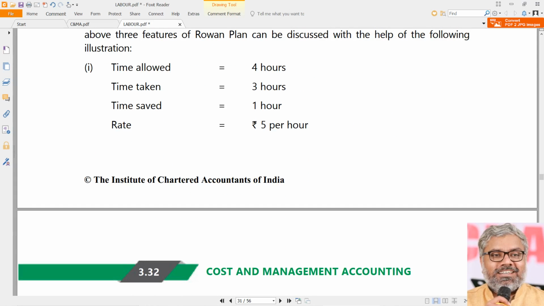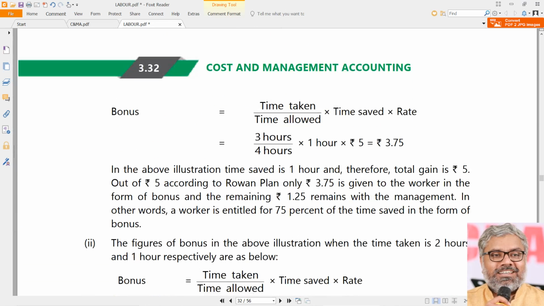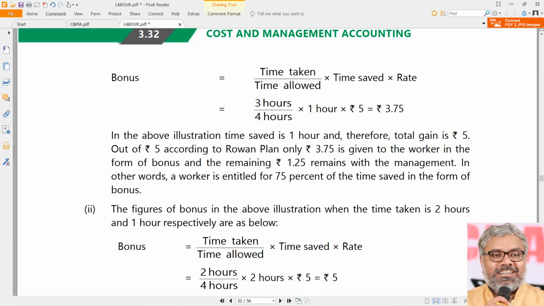So look at this illustration just for understanding purposes. Let us say time allowed is 4 hours, the time taken is 3 hours, the time saved is 1 hour, rate per hour is 5 rupees per hour, just an illustration. So bonus will be how much? First calculate that. Time saved by time allowed into time taken into rate per hour. So 1 by 4 into 3 into 5, that comes to 3.75 rupees. This is the bonus under Rowan plan.